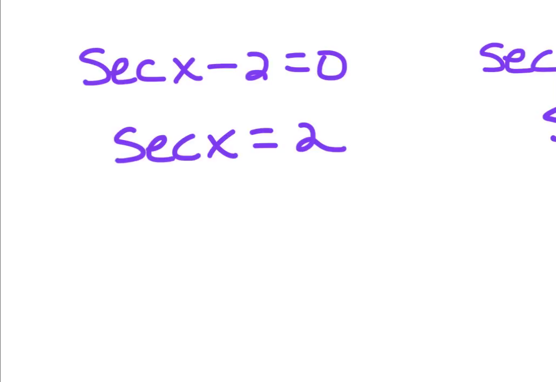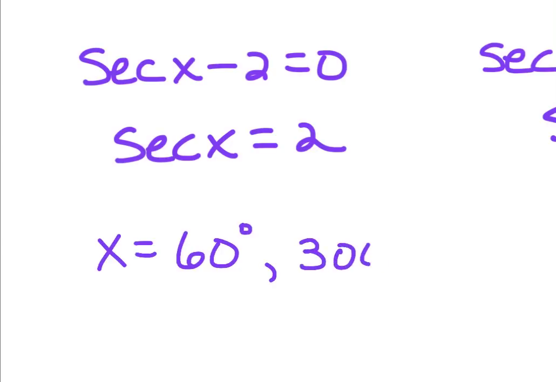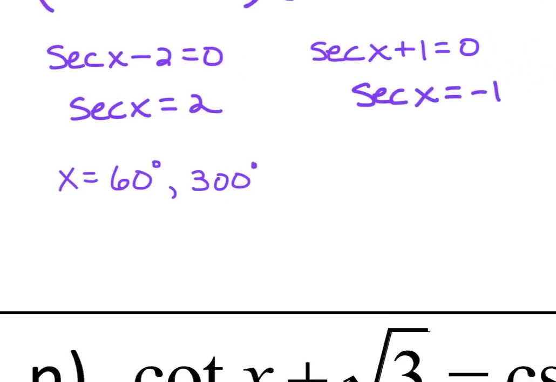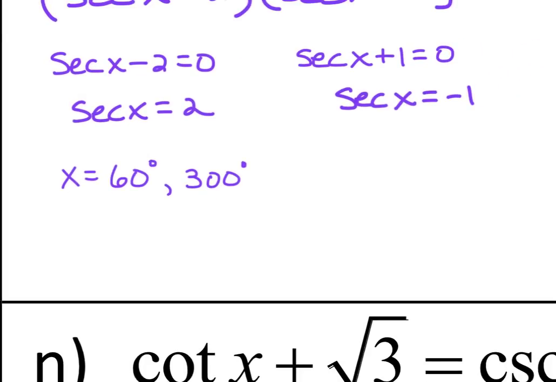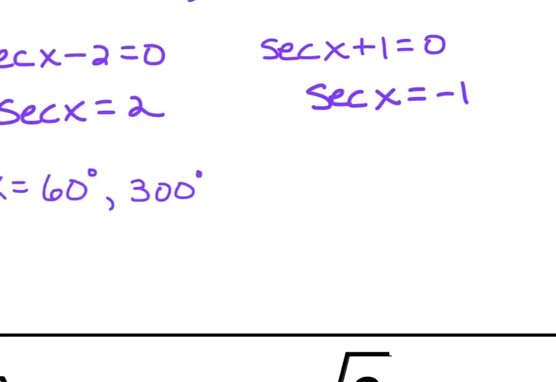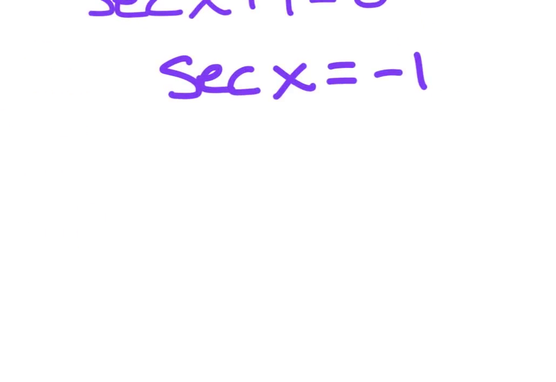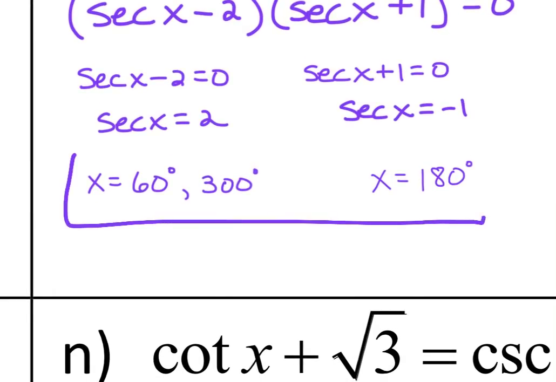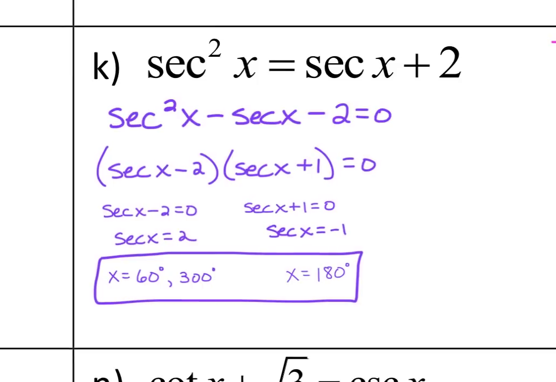And when secant of x is 2, remember that secant is the reciprocal of cosine. So cosine is 1/2 at 60. So secant of x is 2 at 60. And secant is positive in the first and the fourth quadrants. So it's going to be 60 and 300. Secant is the reciprocal of cosine, and cosine is negative 1 at 180, and negative 1 is the reciprocal of itself. And so secant of x is also equal to negative 1 at 180. And so your answers for this problem are 60, 300, and 180.